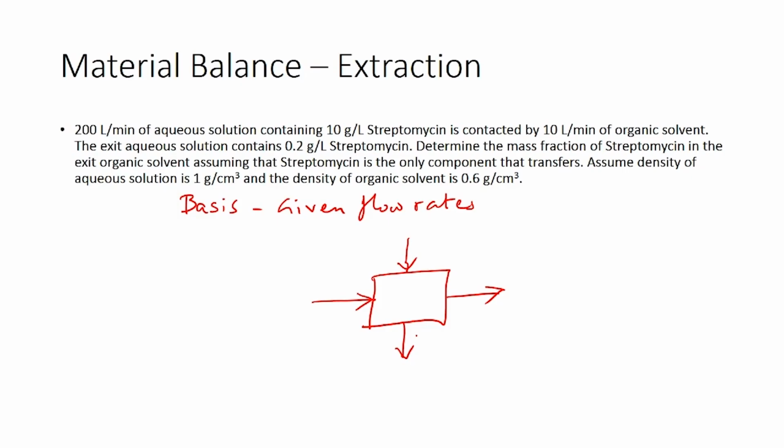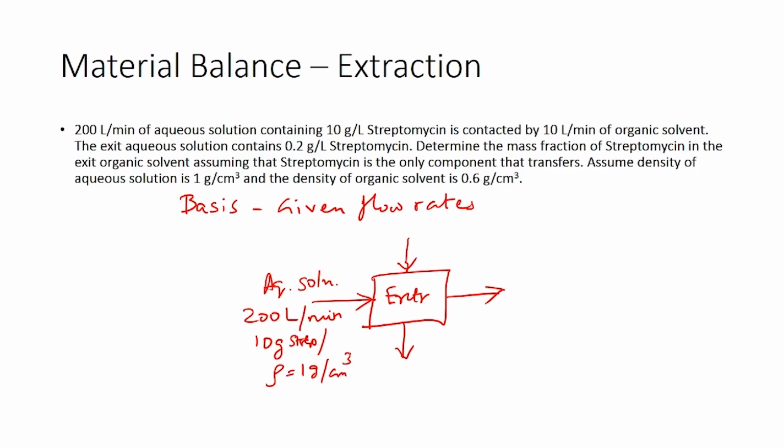Now let us label this flow chart with all the information that has been given in the problem. So this is an extraction process, and you have an aqueous solution entering the system at 200 liters per minute, and it contains 10 grams of streptomycin per liter, and the density has been given as 1 gram per centimeter cube.